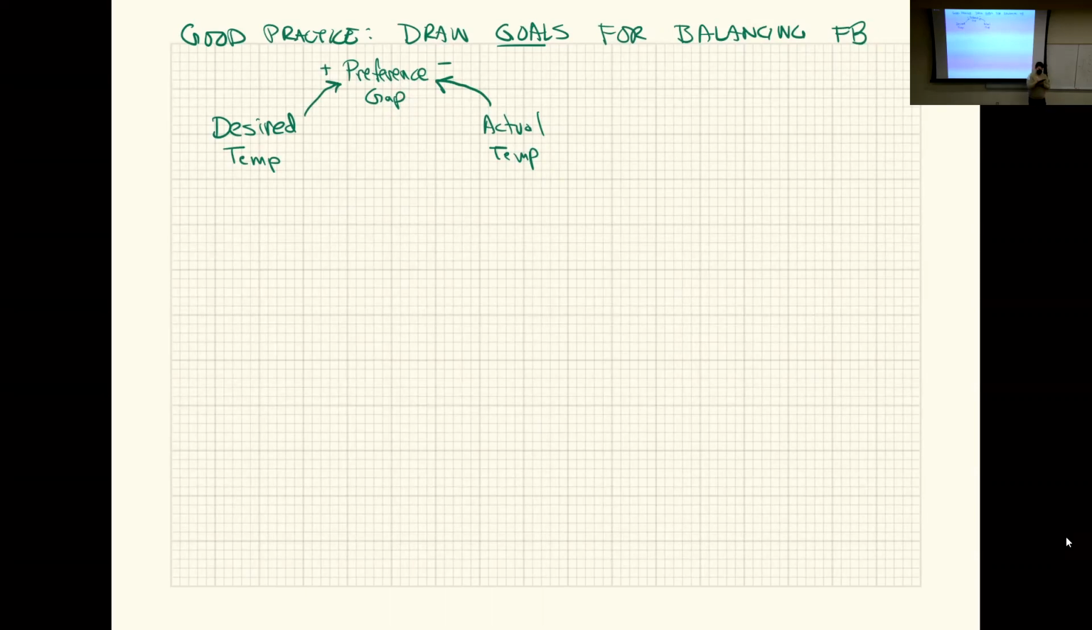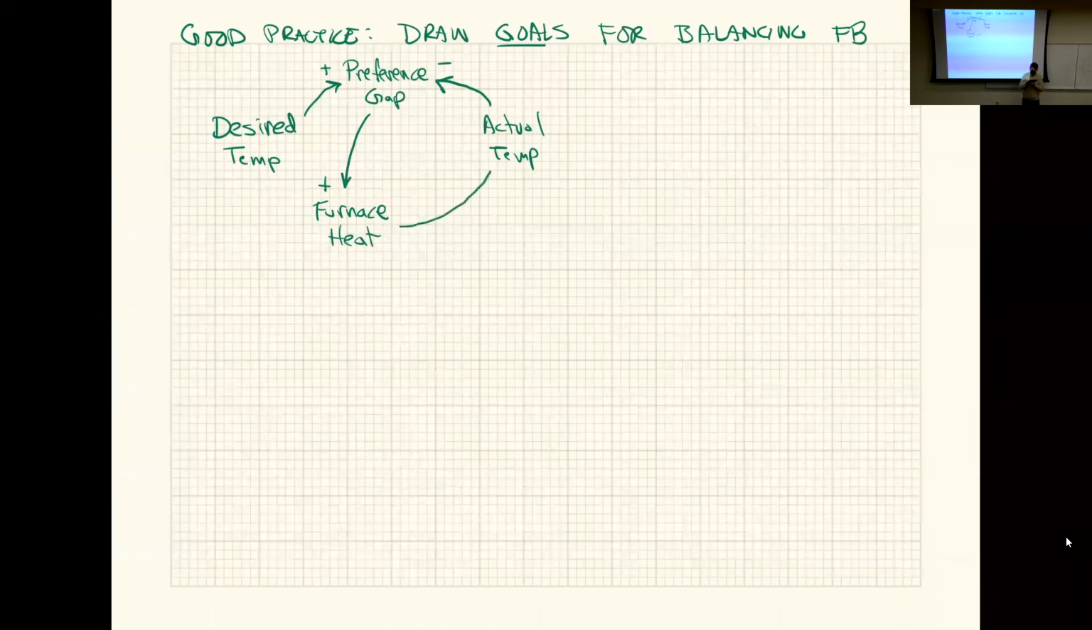And what it does is it uses that preference gap to adjust the furnace heat. So if the gap increases, then the amount of heat produced by the furnace will increase. And then that will eventually increase the temperature in my home. And so this is a balancing feedback loop. And notice that it has this goal explicitly drawn there.